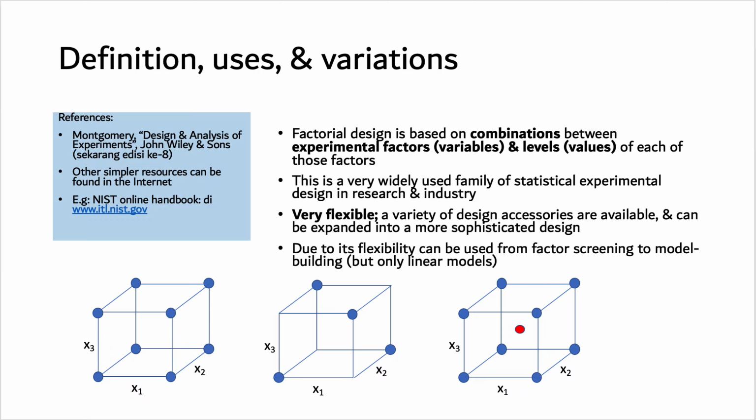In a full factorial experiment, that means that each complete replicate of the experiment is conducted at all possible combinations of the levels of the factors. The factorial design method can be used for factor screening and also for model building. However, the model built by the factorial design is limited to linear models only.